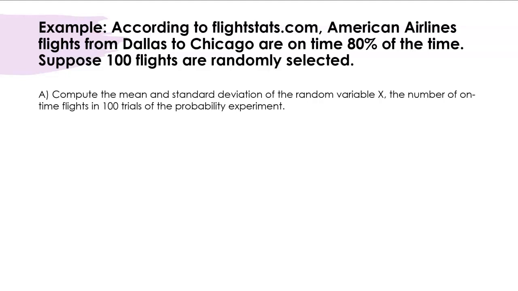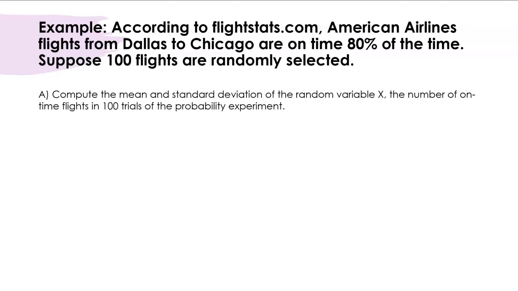So our two outcomes here are whether the flight is on time or not, okay? So that's what makes it a binomial. Well, one of the criteria that makes it a binomial experiment. We want to calculate the mean and the standard deviation.